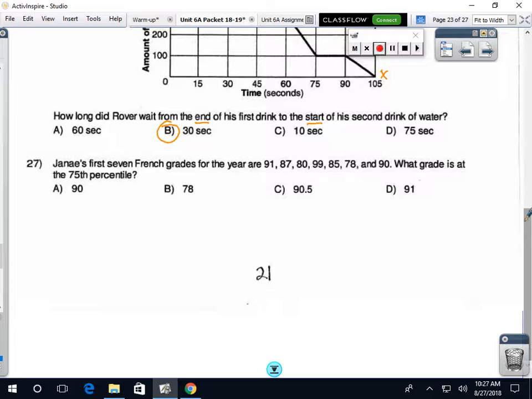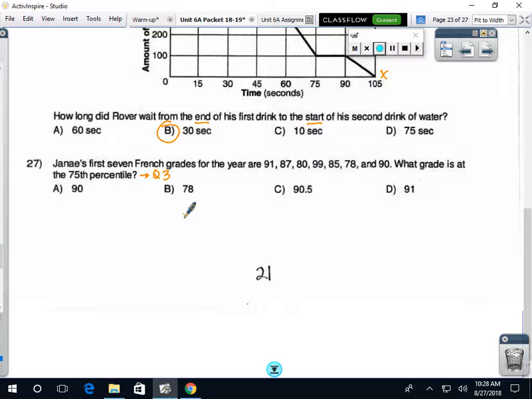Any idea what they would be meaning when they say 75th percentile? The 75th percentile of data would sit where? Okay, but any ideas what that would be the same as on a box and whisker plot? Median's the middle, so that would be the 50th percentile, so quartile 3. Okay, 75th percentile would be at Q3. So what do we need to do to figure out what grade is at the 75th percentile? Put them in order first.